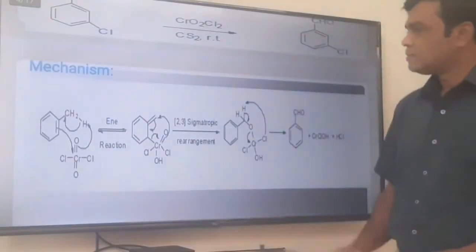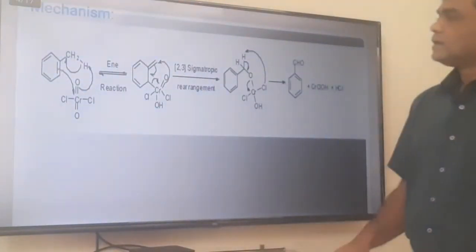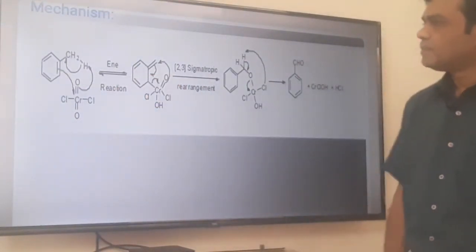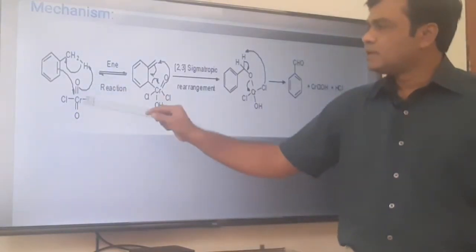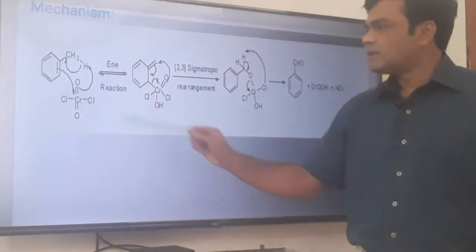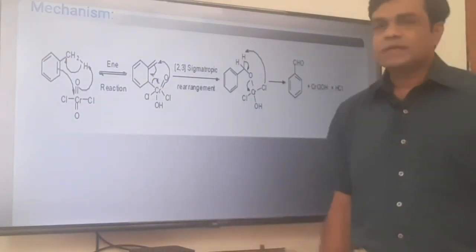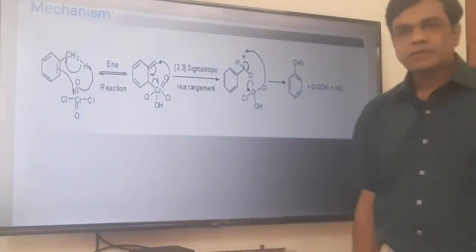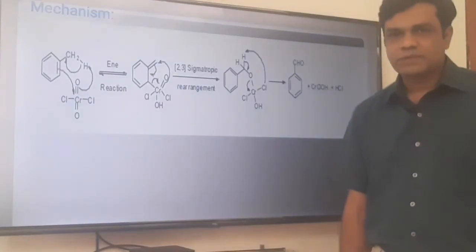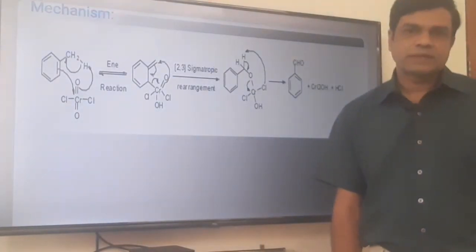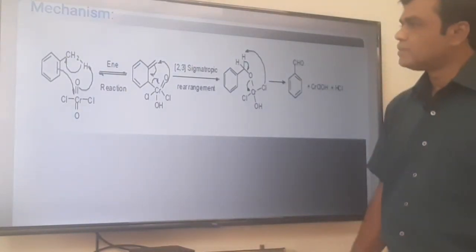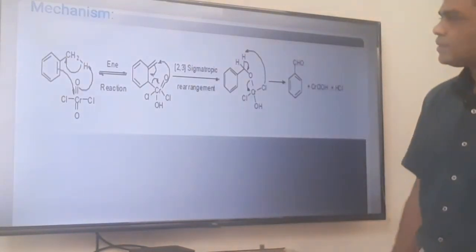Now let us see the mechanism of this reaction. This is toluene, the benzene ring, and this is the CH3 methyl. This is chromyl chloride, Cr in the center, attached to two oxygens by double bonds and two chlorines by single bonds. In the first step, the ene reaction takes place. You know the ene reaction, it is a pericyclic reaction which takes place in the presence of thermal energy only, and it is a rearrangement reaction where a 1,5 shift of hydride takes place and we get different products. See what happens here.